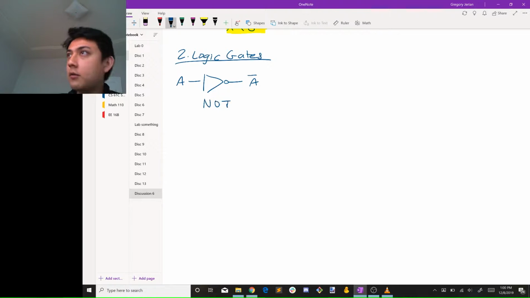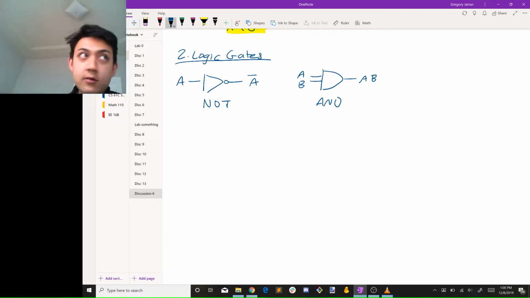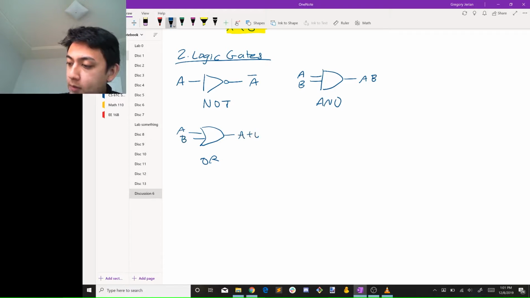Okay. The next gate we have is AND. AND looks like this. It has two inputs, A and B, and over here we get A and B, like that. The next gate is OR. And OR has two inputs, A and B, and the output is A or B, right? No surprise there.